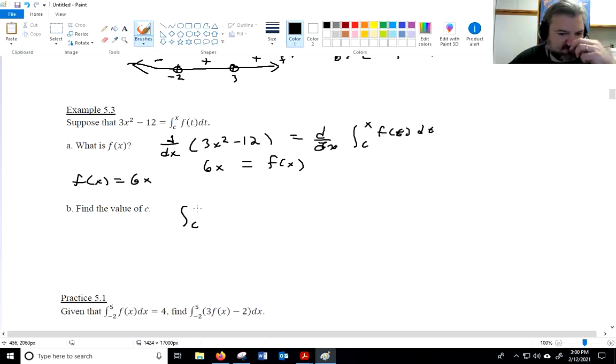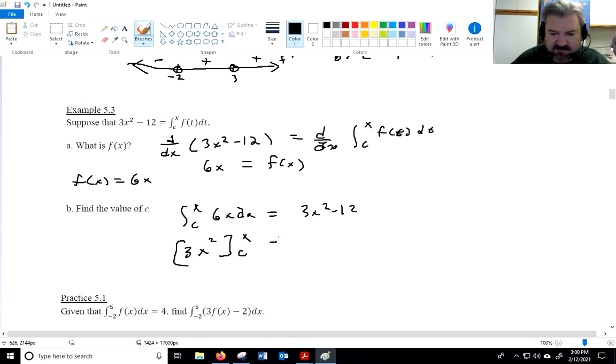Well, I know that the integral from c to x of 6x dx is equal to 3x squared minus 12. So when I integrate 6x, I get 3x squared, and we'll be evaluating that from c to x, which becomes, well, I should be more careful with my notation. This is why I use t. This is 6t dt. Don't want to have x here and there. All right, that makes more sense. Now I'm plugging in x, and I get 3x squared minus 3c squared. Well, that's supposed to equal 3x squared minus 12.